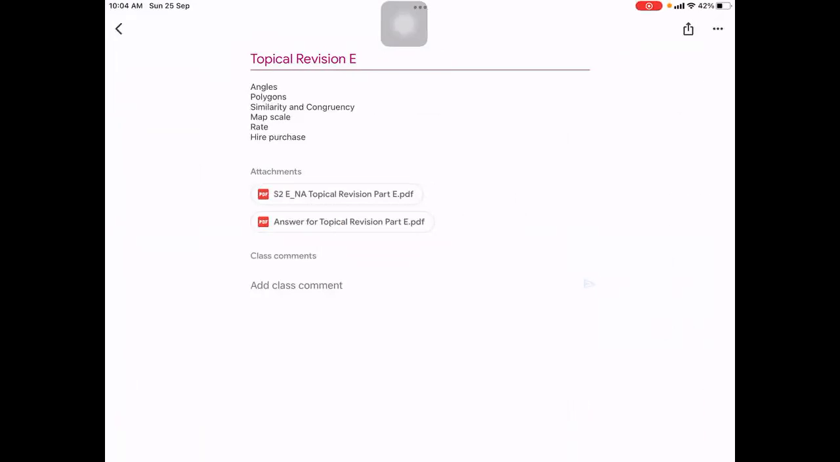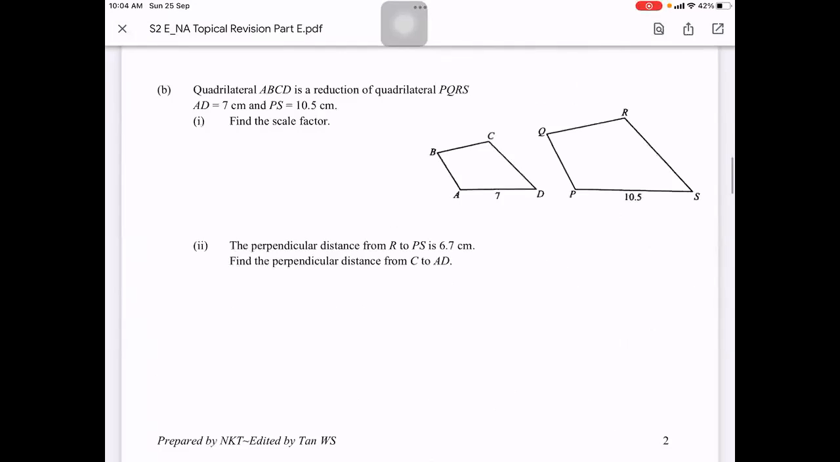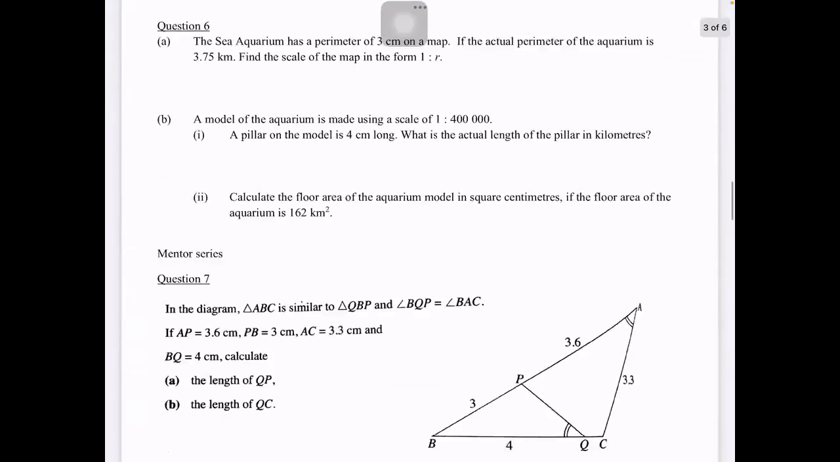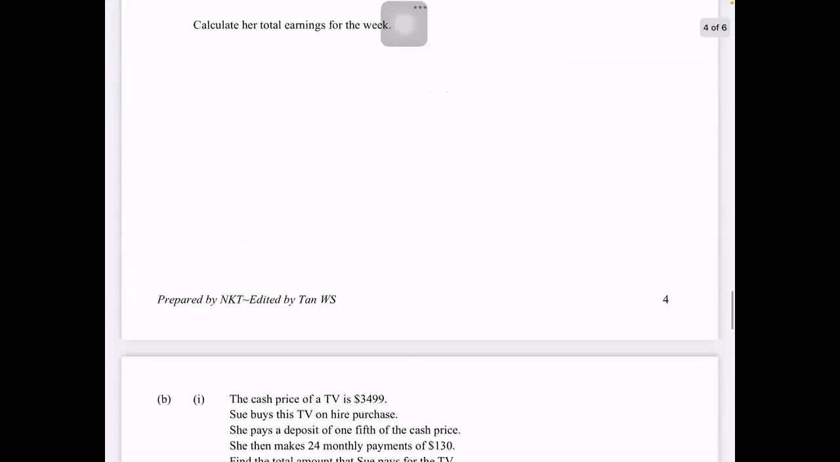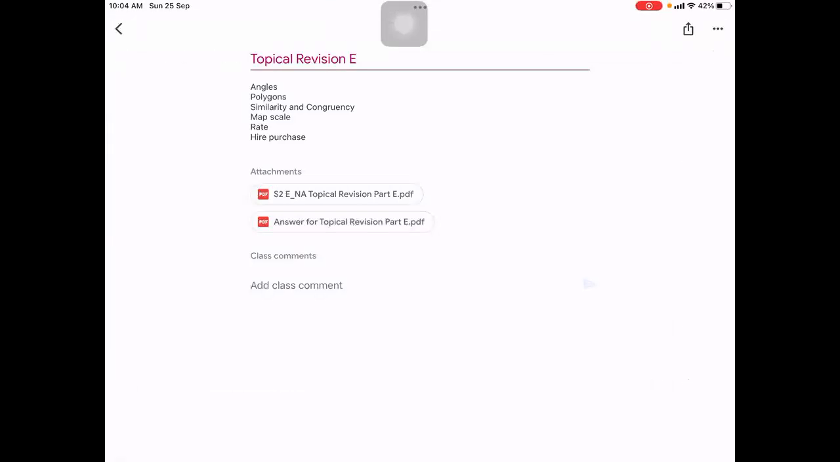Topical revision E is on angles, polygons, similarity, congruency, map scale, higher purchase, and simple interest rate. All these are more paper 1 type questions. We've gone through a couple of questions in 2019 paper 1 and paper 2, so please take note of those questions as well.